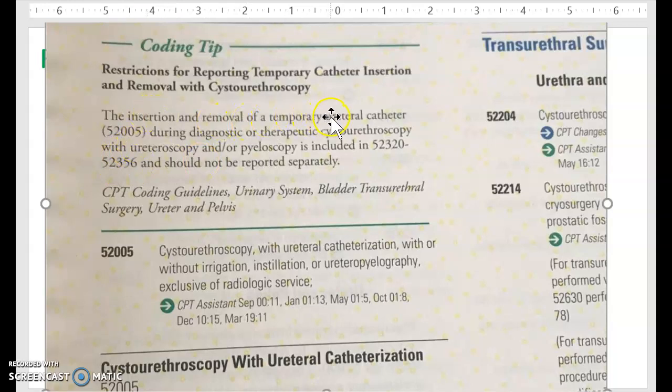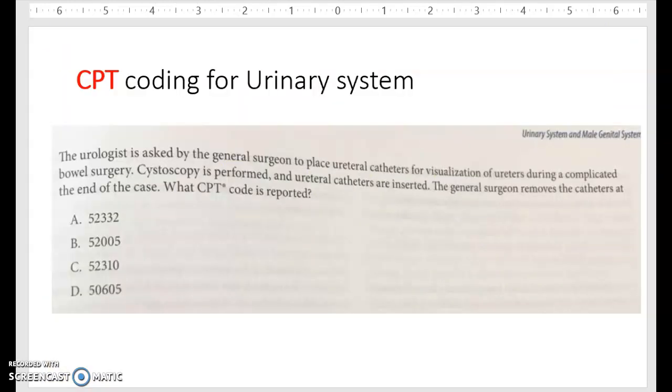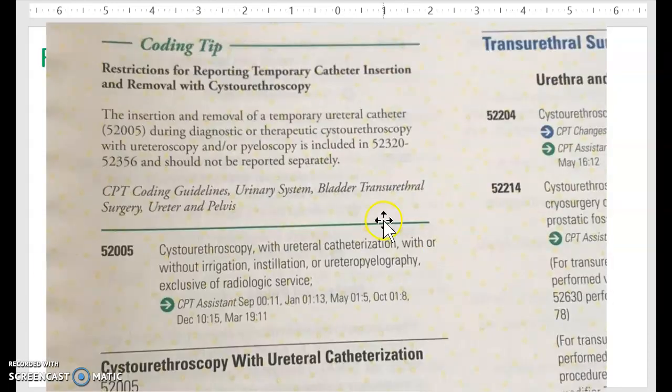Insertion, removal, urethral catheter. Remember, all these three words are exactly according to my note. But when it says during diagnostic and therapeutic cystourethroscopy, which is exactly what we are doing, but if this is associated with ureteroscopy or pyeloscopy, we can use these codes, 52332, 52356, should not be reported separately. Okay, do you remember in your notes, did we see ureteroscopy? Did we see pyeloscopy? Take a look at it again, pause it and read it again. Did you or did you not? I don't think so, right?